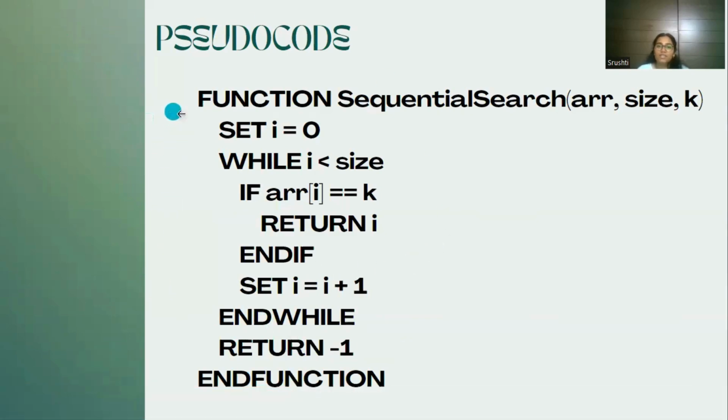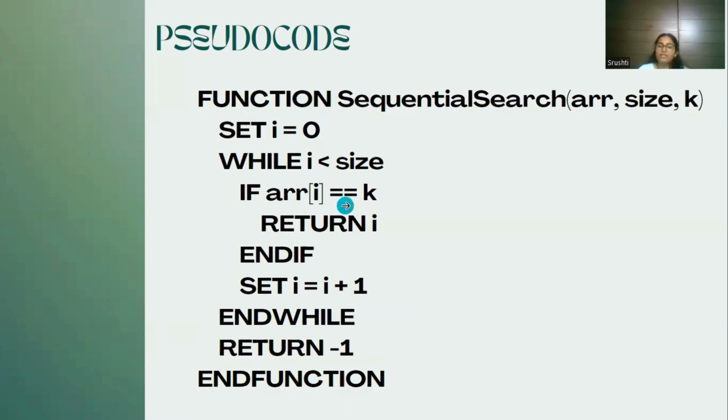Here, there is a function known as sequential search which contains the array, the size of the array, and the k, which is the element to be found. i is set to 0, and while solving the sequential search, we should always make sure that the i, or 0, is always smaller than the size of the array. For example, let the size of the array be 5. We should make sure that i is always smaller than 5.